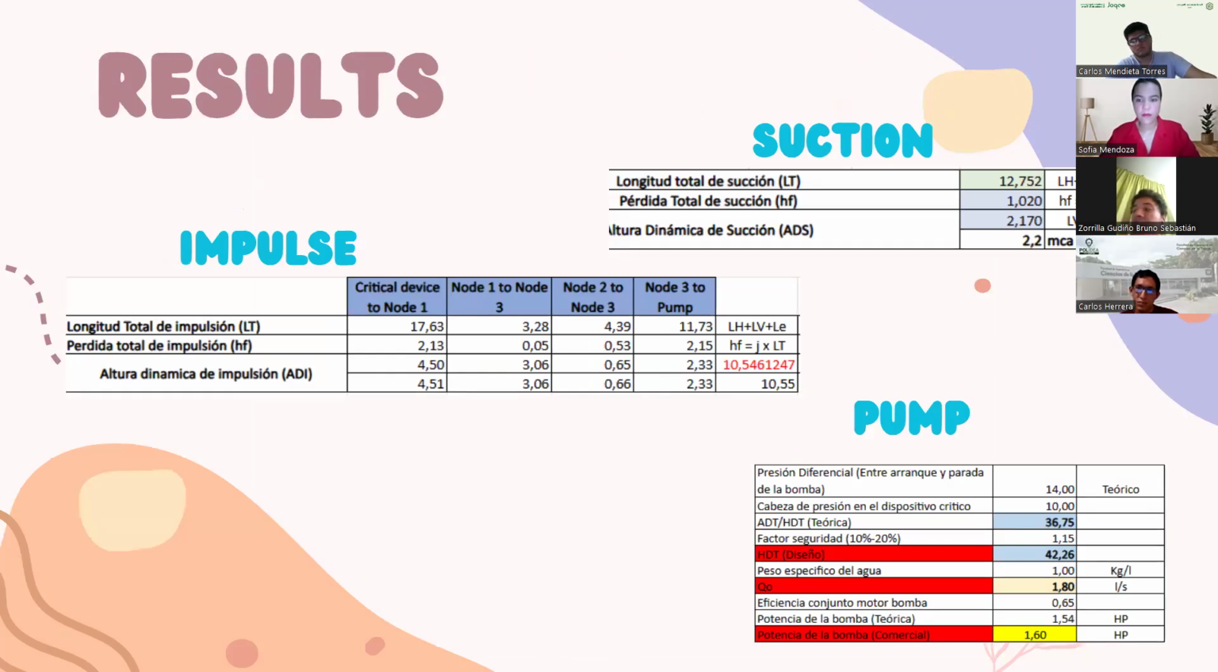And we have here the result. First, we have the suction system with 2.2 MCA, or meters of water column. We have the impulse system with a total of 10.55 MCA. And the data about the pumps is very important: we have 1.6 horsepower and a security factor of 1.15.